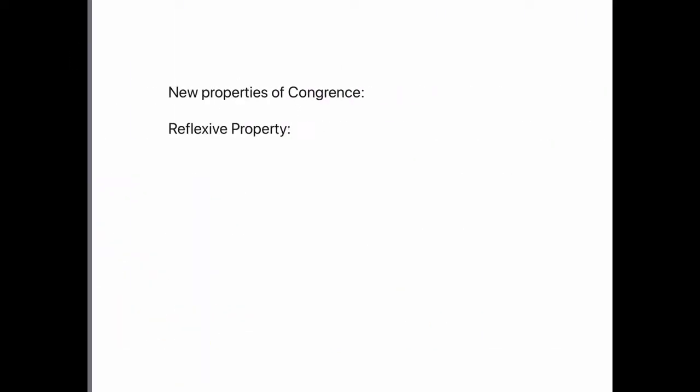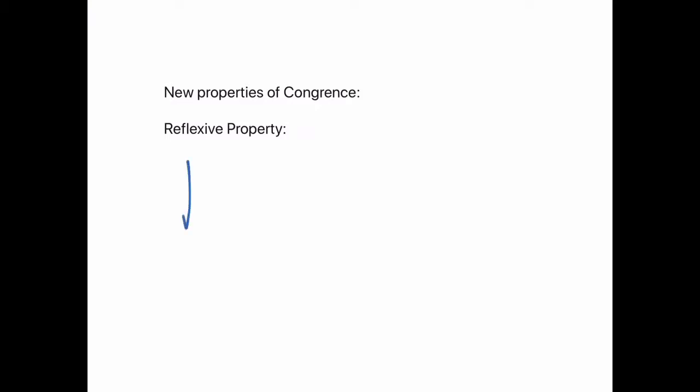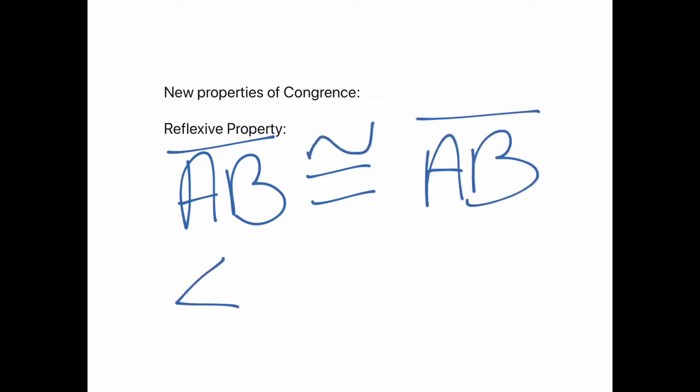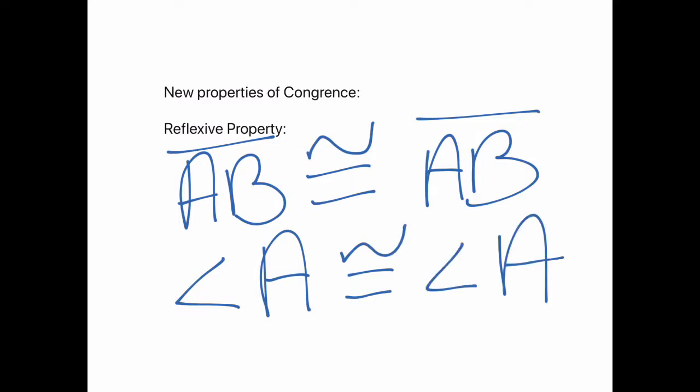All right, so here are some new properties of congruence that we need to go over, and that first one is the reflexive property of congruence. So reflection, like a mirror image, so if you have segment AB, and we're going to do the reflexive property of congruence for that, you will still have segment AB. You may also have an angle. So for example, you might have angle A, and the reflexive property says that angle A is congruent to angle A. And so anytime you have one thing equal to basically itself or congruent to itself, that is using the reflexive property of congruence.